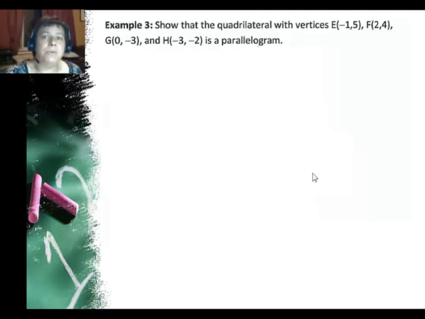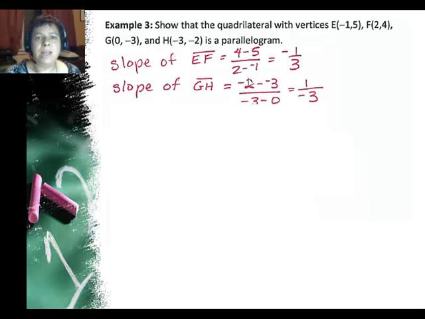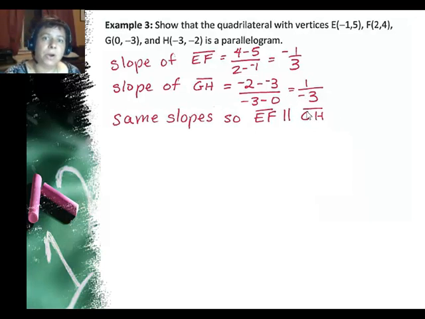So let me first of all do the slopes, and it wouldn't hurt to graph it, but I didn't do it here. So I have E is -1, 5, F is 2, 4, G is 0, -3, and H is -3, -2. I'm going to do slopes to show lines are parallel. So I'm going to look at EF and GH first. Well, I went ahead and calculated the slopes using slope equals y2 minus y1 over x2 minus x1. For both segments, I got the same slope, -1/3. Well, if I get the same slope, then those two segments are parallel.